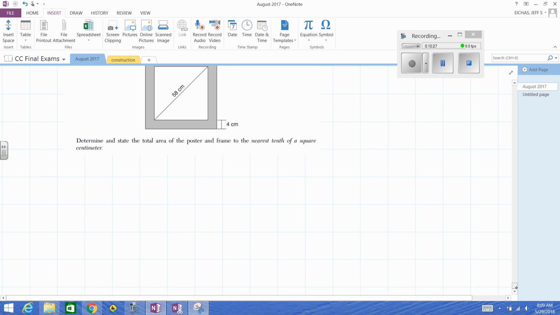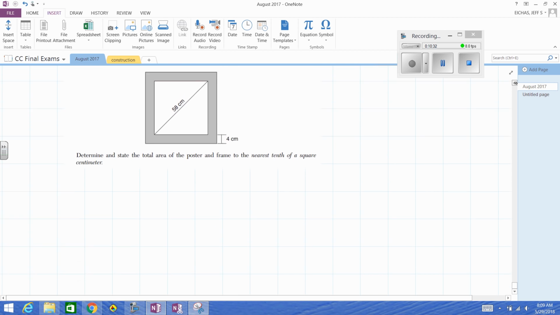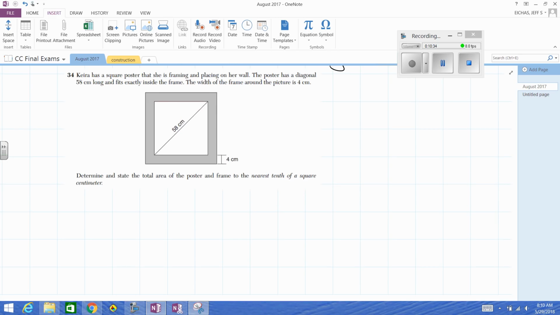Okay, next one, number 34. Okay, pretty good one. First off, there's a couple ways to approach this. It is a square. The way I did it was looking at it like this. I call these X's. So I did it this way. There's plenty of ways to do this, though. I saw students using trig. I saw students do some really nice things. But I'm going to do it this way.